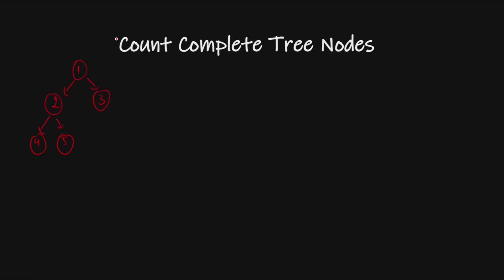Hello everyone, today we are gonna solve the count complete tree nodes problem. So in this problem, we have a complete binary tree. So what is a complete binary tree? A complete binary tree is a tree in which, possibly except the last level, all other levels are completely filled.